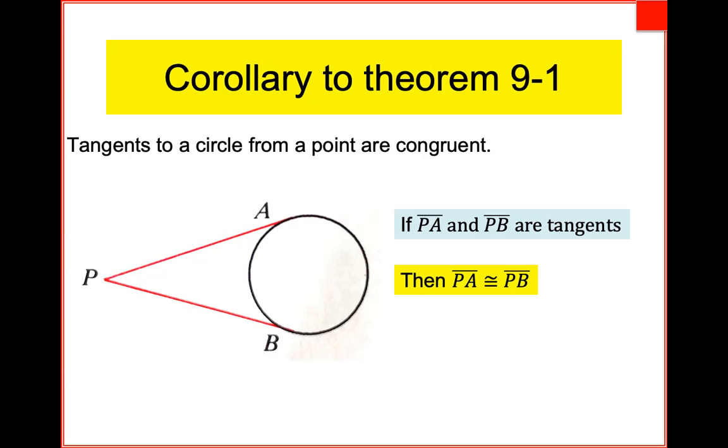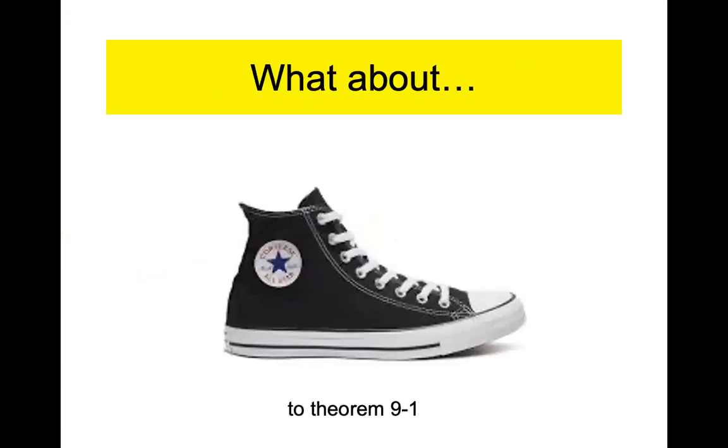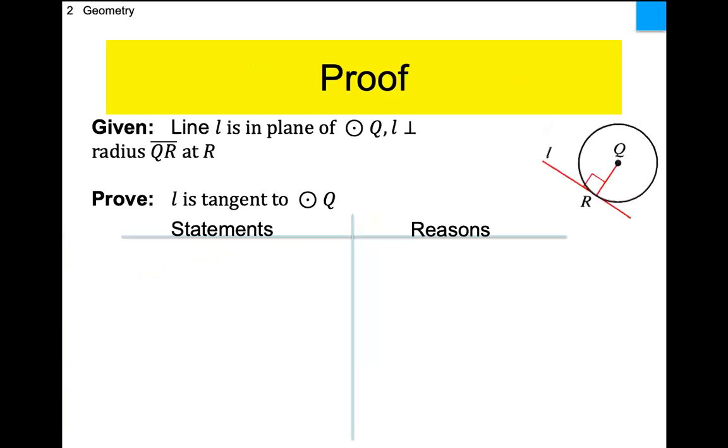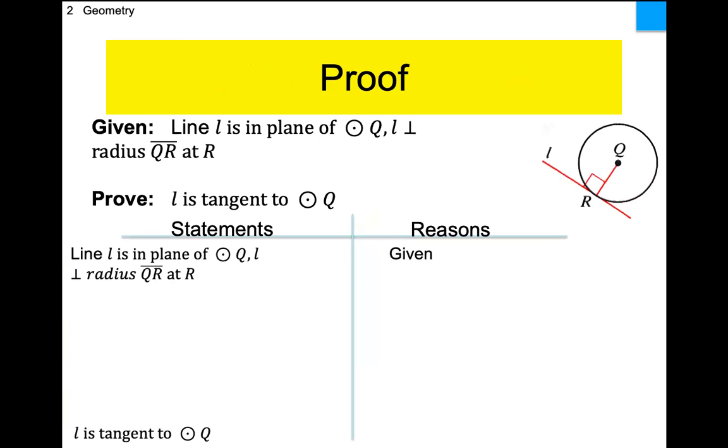Okay, we're not going to do the converse to the corollary. We're going to do the converse to 9-1. So the converse to 9-1 would be: if it's perpendicular, then it's a tangent line. This one's going to be proven exactly the way that we proved the first one. We've got 10 minutes to finish this class. We're going to do it by proof by contradiction. So we're going to assume what?